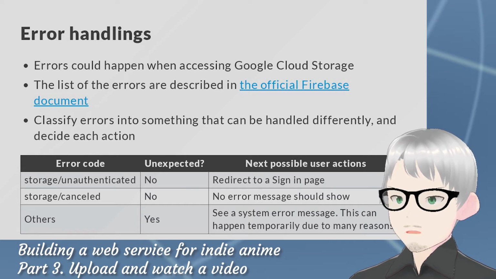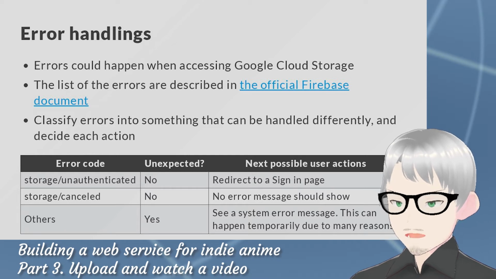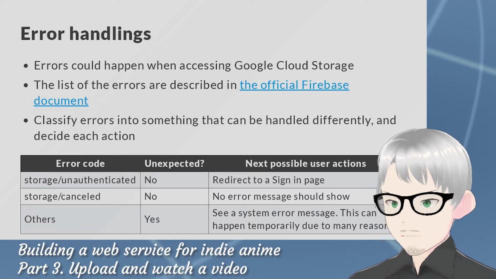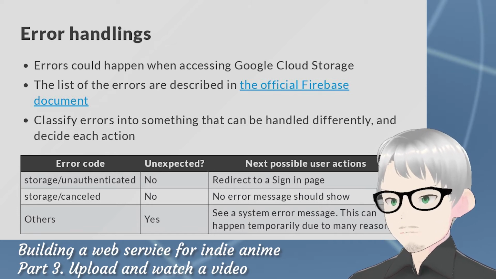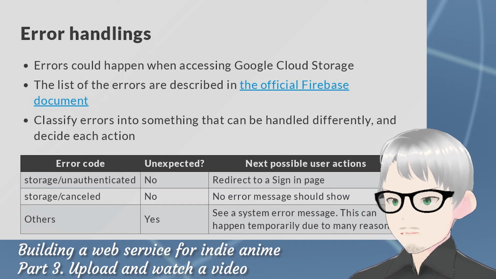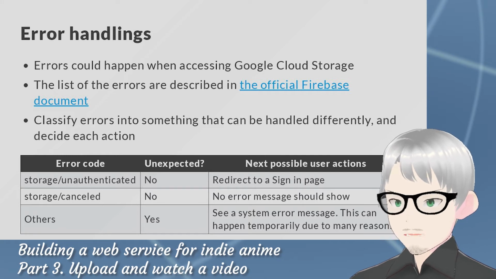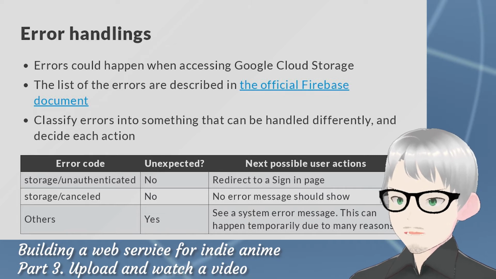So I just decided to handle two types of errors differently. First is the unauthenticated error. In this case, the user needs to sign in first, so I decided to redirect the user to a sign-in page. And for the cancelled error, this could happen in a normal flow, like when a user tries to upload a file while uploading a different file. In this case, it's completely normal, and I think an error message should not be shown, so I decided not to show anything for this case.